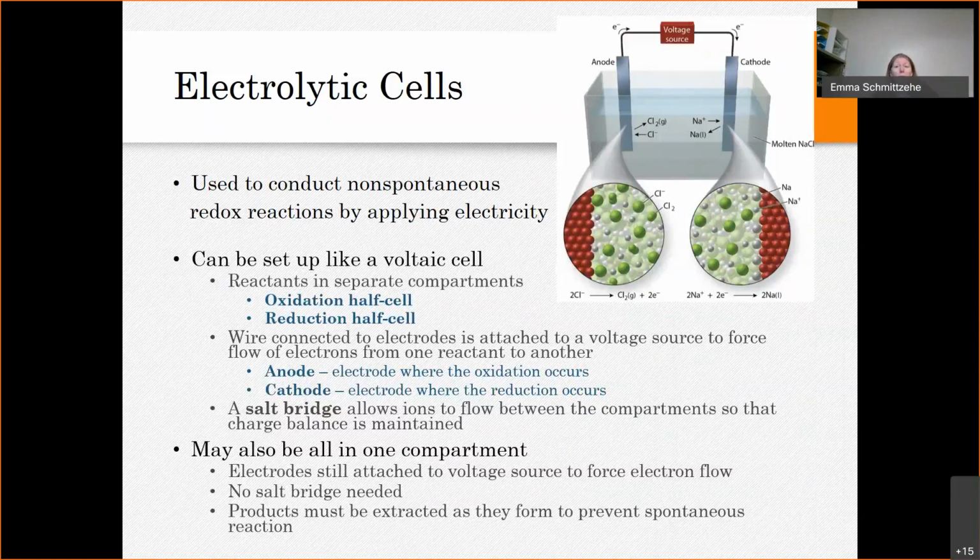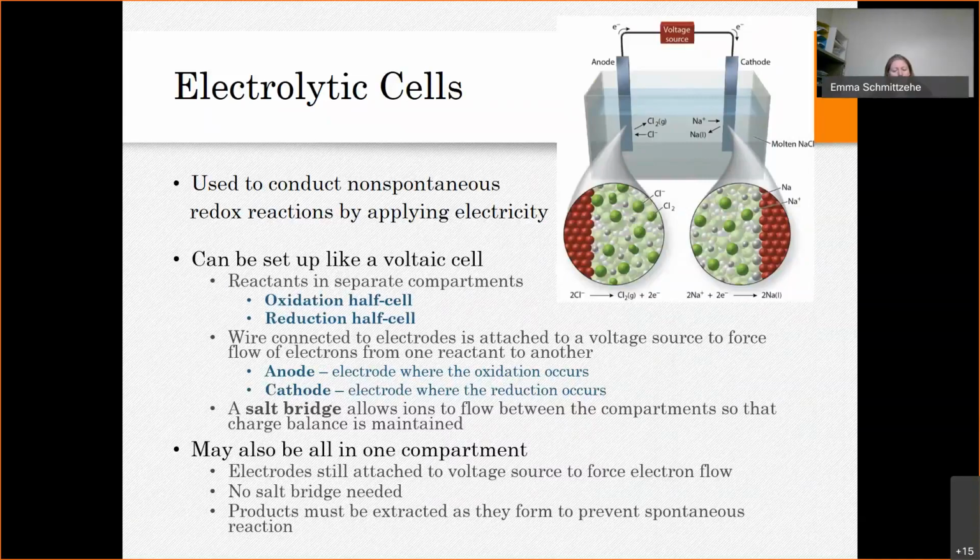The problem with that is if you do set it all up like that, as you apply that voltage, you're creating products for this reaction, but it would be reactants for a spontaneous one. So you would have to be extracting those as it goes if you set it up this way. So it can be a little more complicated to do that.